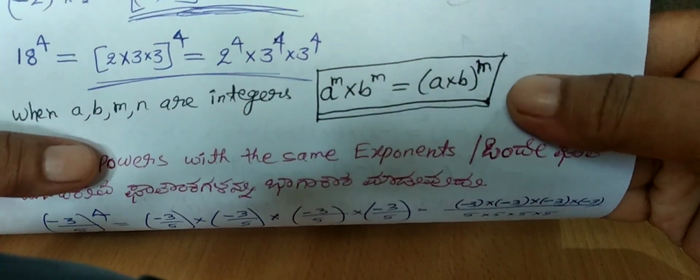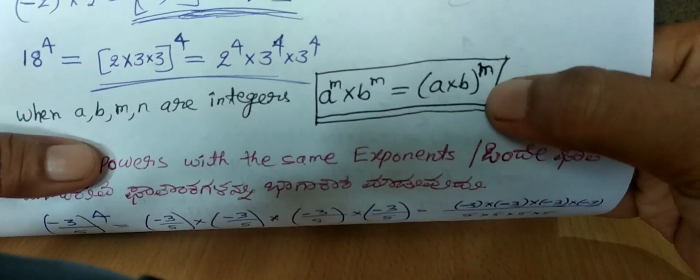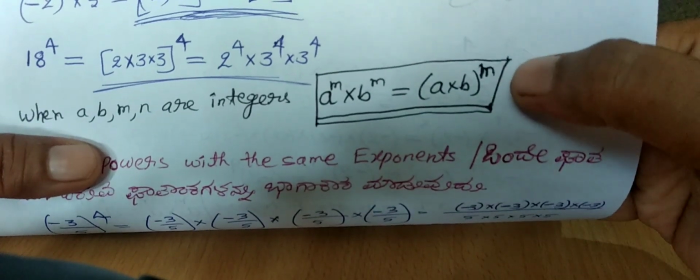a to the power m into b to the power m is equals to a into b whole to the power m.